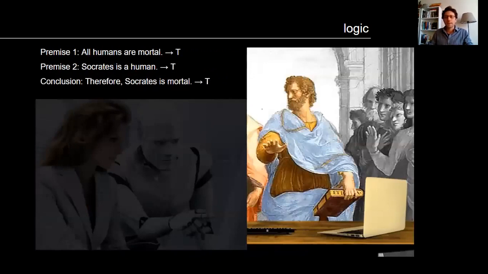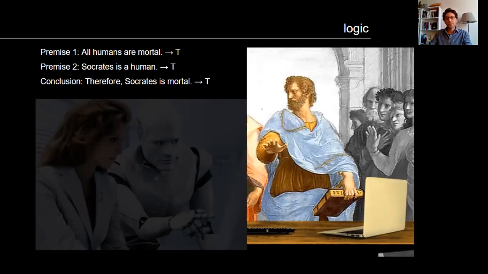So what do I mean by a valid argument? Here is a very famous example coming from the ancient Greek philosopher Aristotle. On the right-hand side of the slide, you see a picture of Aristotle, which is a modified picture. Of course, he didn't have a Mac in his time. In this picture, you can see him with his Mac teaching his students.